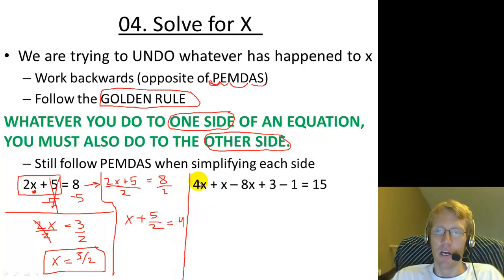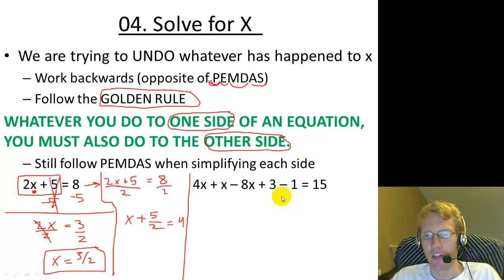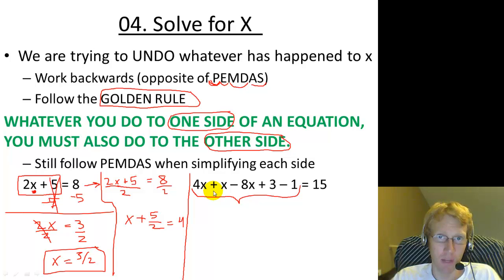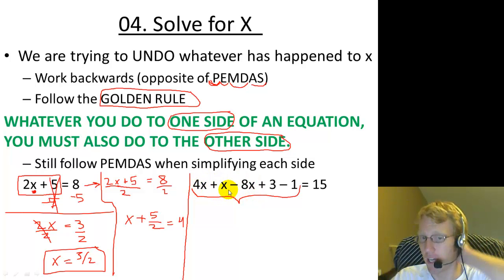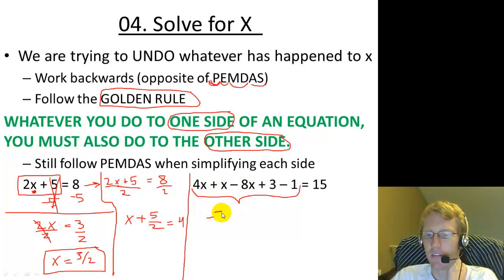Now, when you look at this left-hand side, you notice it has a lot of stuff in it. So before we start applying the golden rule, you might think, oh, let's add 1 to both sides to get rid of this 1. But it's a lot easier if you first combine like terms or simplify this expression as much as possible by following PEMDAS. So here we have 4x plus x minus 8x. So we're adding and subtracting. We can combine like terms. 4x plus x is 5x, and 5x minus 8x is negative 3x.